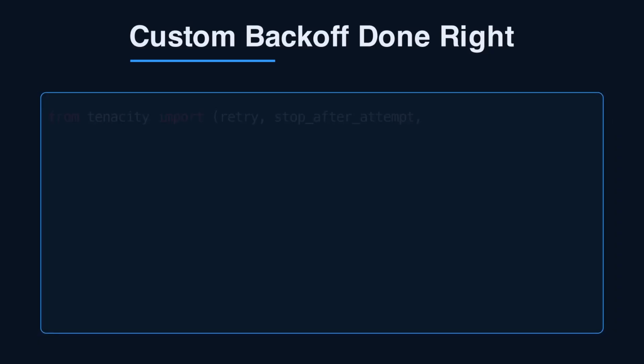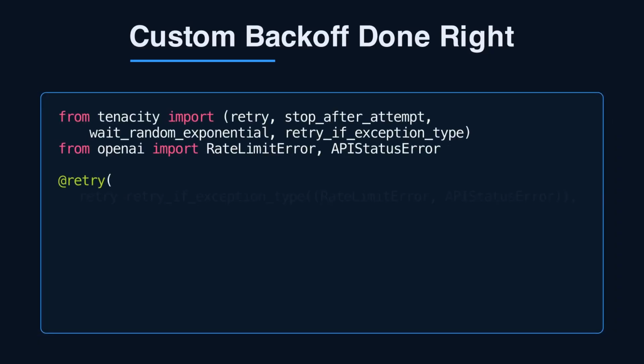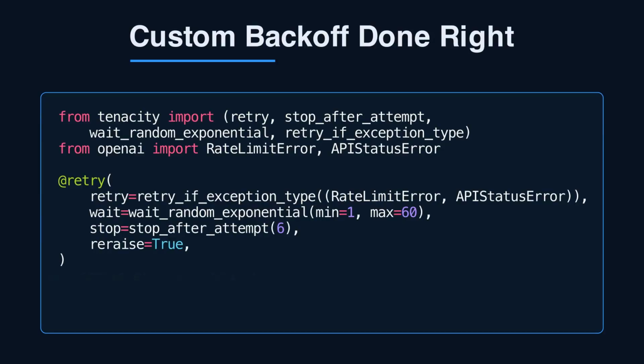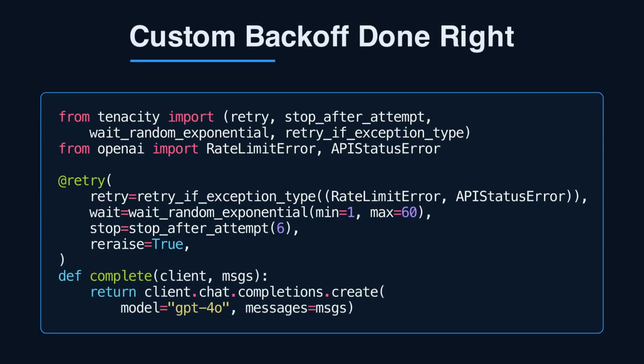If you do go custom, here's the shape that works. Catch rate limit error and API status error. Read the retry-after header when present and sleep exactly that long, and otherwise use exponential backoff with full jitter to avoid a thundering herd of synchronized retries. Cap total attempts and total wait time so a request can't hang forever. Tenacity makes this declarative. Notice we honor the server's hint first and only fall back to computed backoff. That single detail separates resilient clients from ones that keep slamming a throttled endpoint.